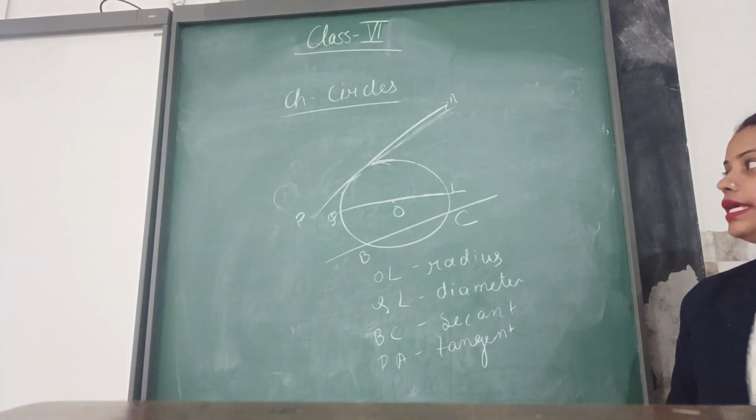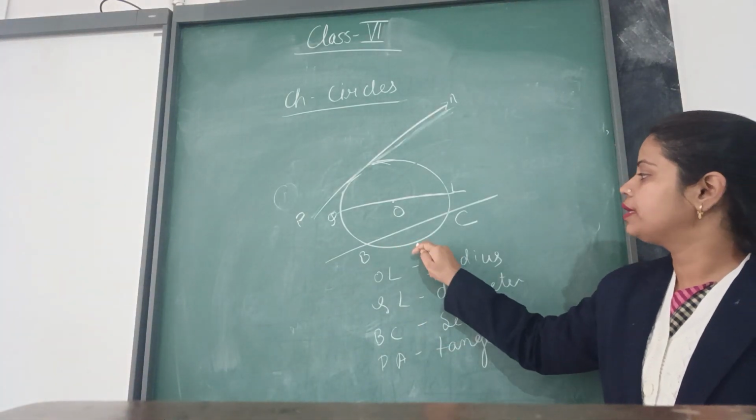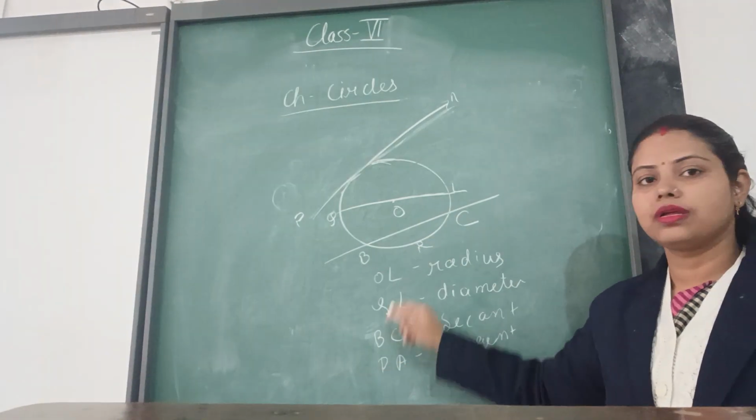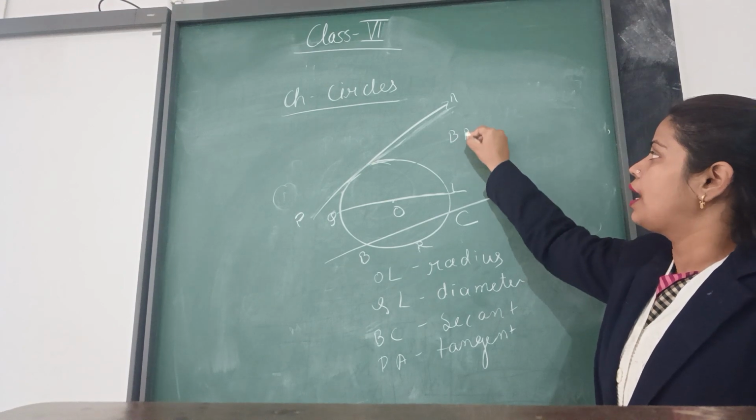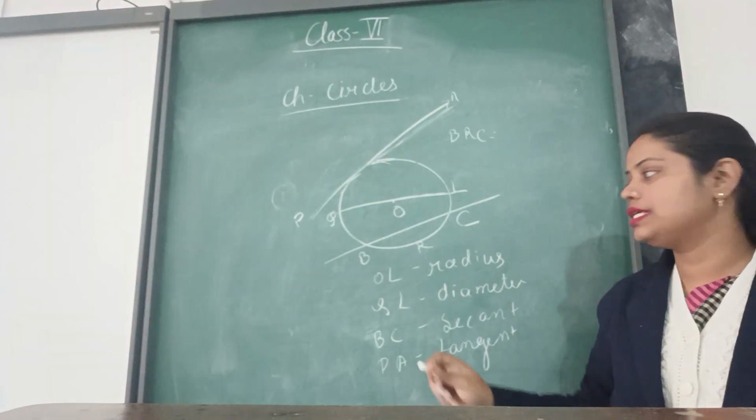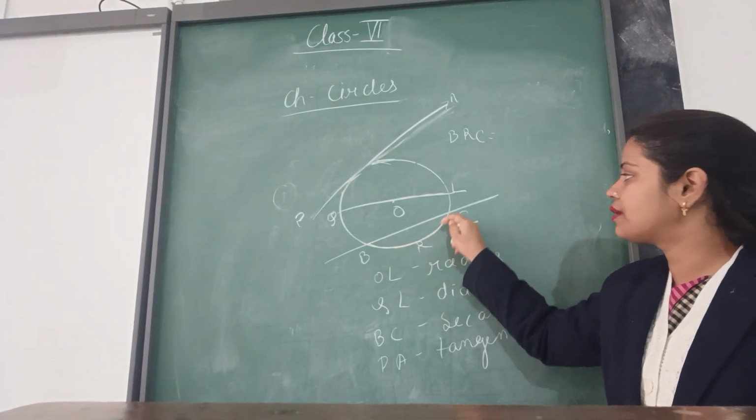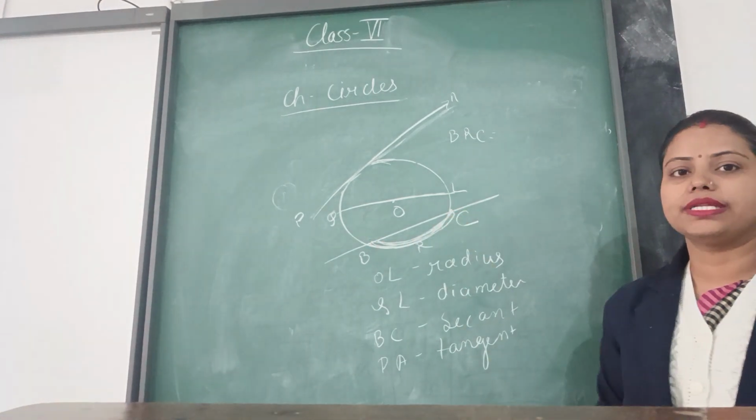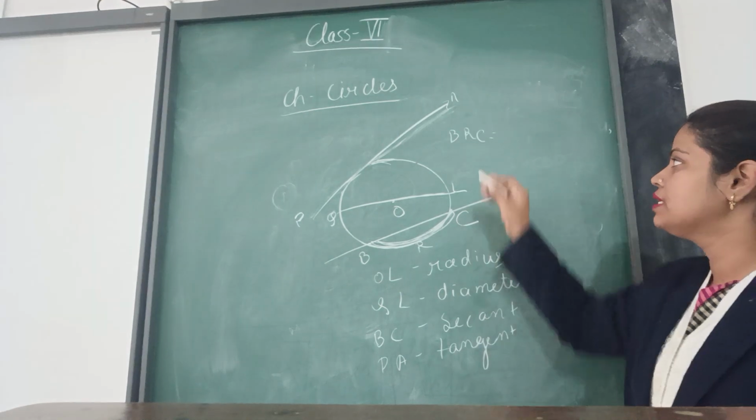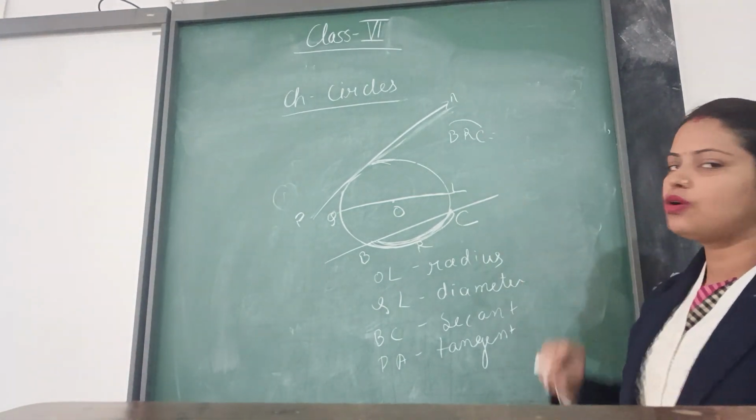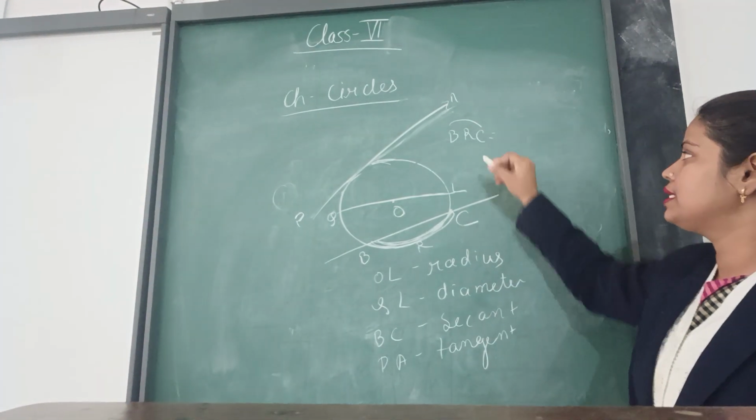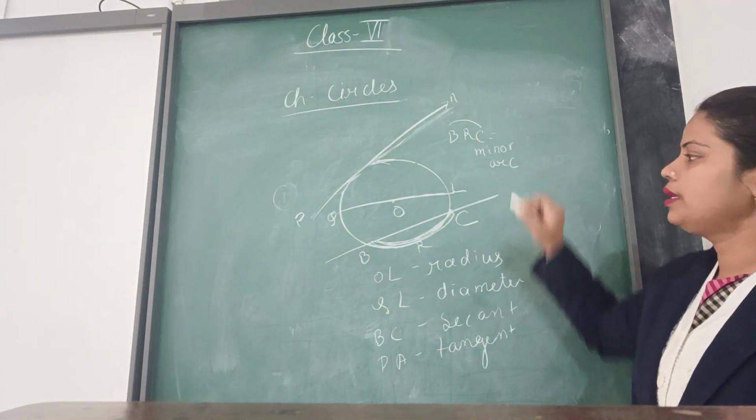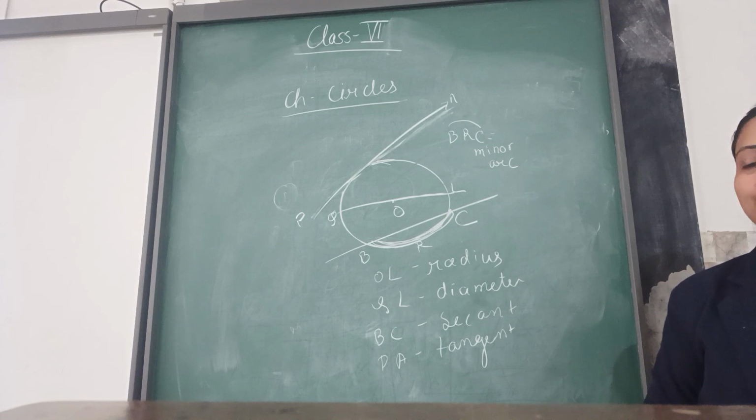Alright? Then, let it be R. So what about BRC? If you look at BRC, it is forming a part of the circumference, a smaller part of the circumference. So we have to write down, this is the symbol of the arc. So BRC is a minor arc. Okay? BRC is a minor arc.